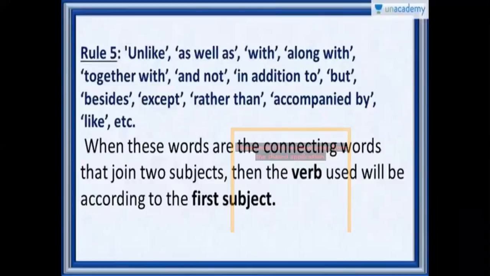When they join two subjects, comma, then the verb will be according to the first subject. Now you will understand in this chapter what all blunders we people make when we speak in English. One example, you write down.